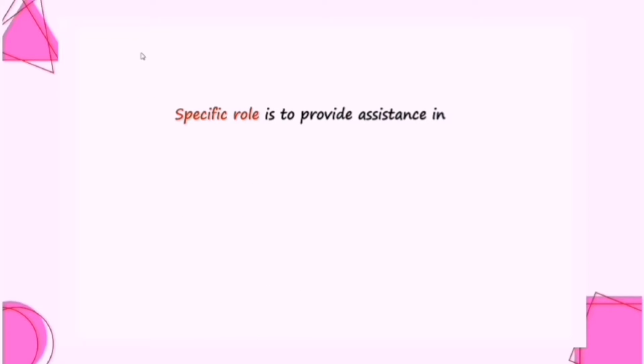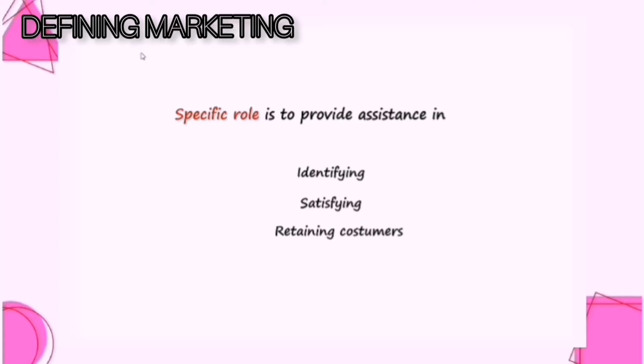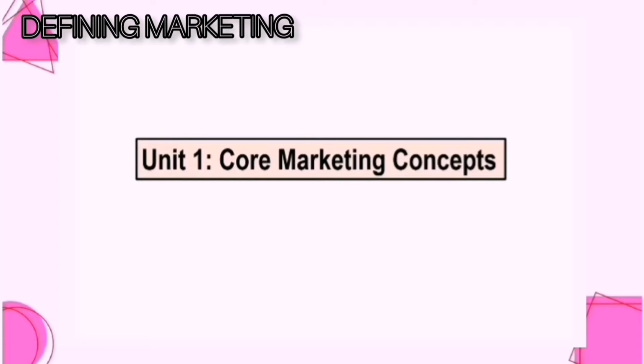The specific role of marketing is to provide assistance in identifying, satisfying, and retaining customers. Marketing plays an important role in the business in order for them to create a competitive advantage. To understand more about marketing, let's go further to Unit 1, which is core marketing concepts.